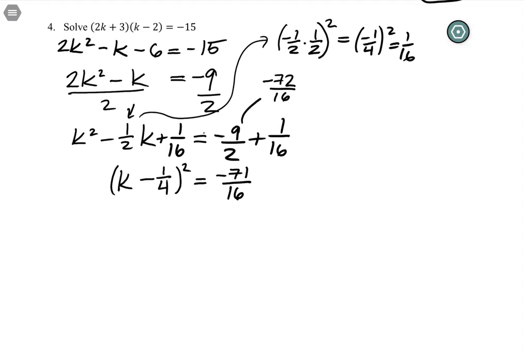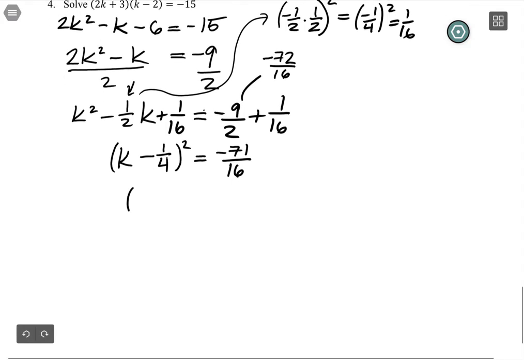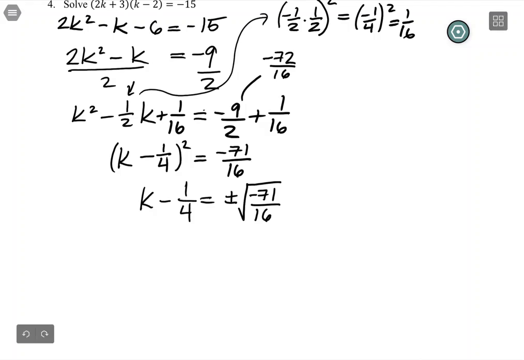Now I need to solve. So first I'm going to go ahead and take the square root of both sides. Okay, whoa. I don't know how I just got an extra line there. K minus 1/4 is equal to plus or minus the square root of negative 71 over 16. Now you could certainly split that up and say, oh, the square root of 16 is 4, but I don't even care because there's something much bigger going on here.